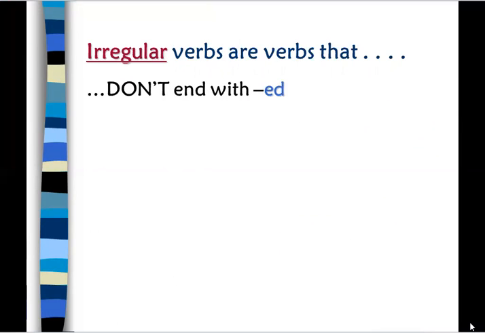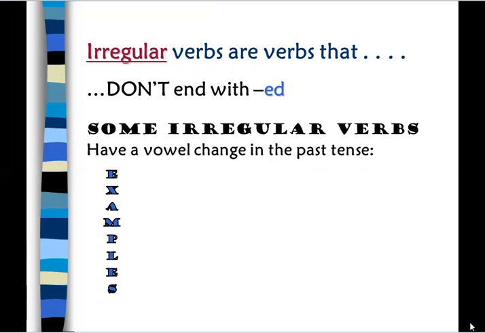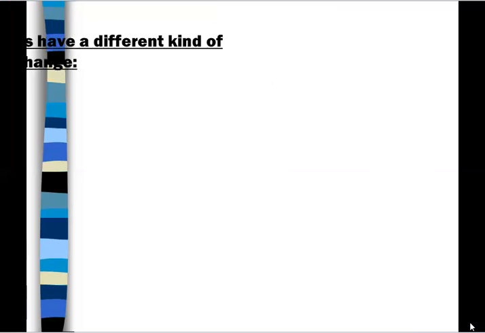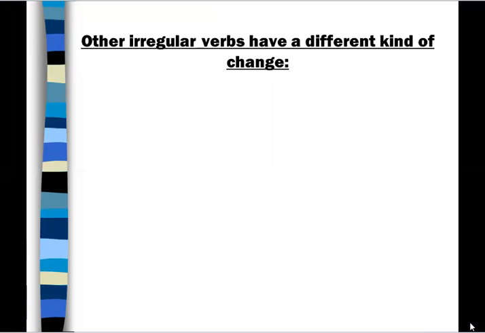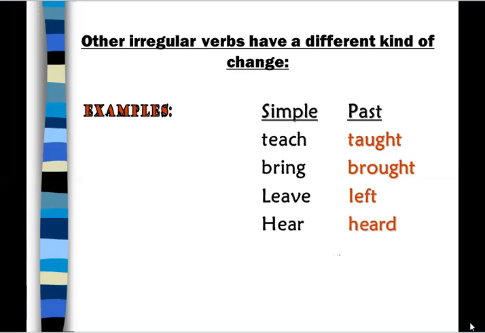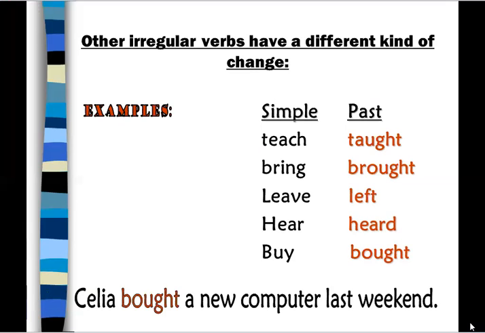Irregular verbs are verbs that don't end with ed. Some irregular verbs have a vowel change in the past tense, like become, became, give, gave, drive, drove, forget, forgot. Other irregular verbs have a different kind of change. Examples are teach, taught, bring, brought, leave, left, hear, heard, buy, bought. Like Celia bought a new computer last weekend.